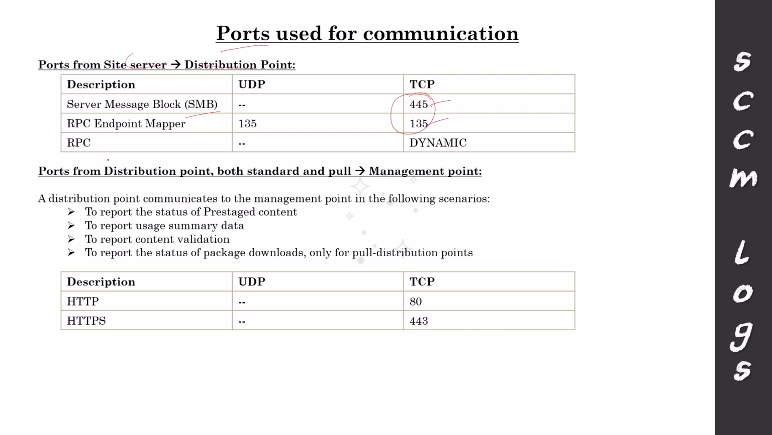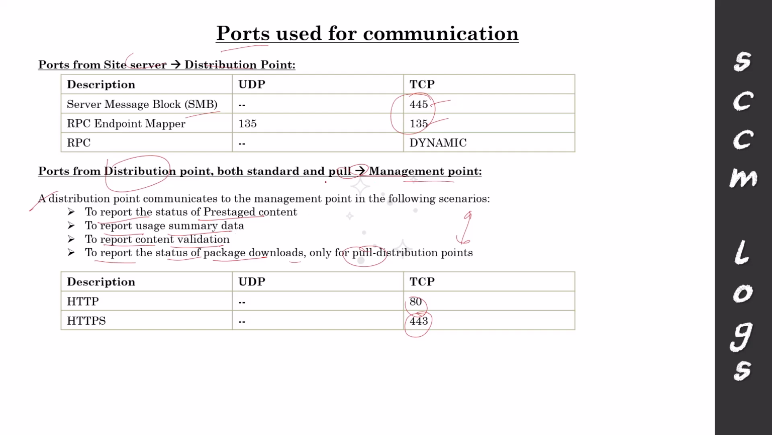And also the distribution point to management point communication. From the DP to the MP, it will use the normal HTTP and HTTPS ports, 80 and 443. Why will the distribution point communicate with the MP? To report the status of pre-staged content, to report the usage summary data, to report the content validation, and to report the status of package downloads while we are using pull DPs. In these scenarios, the DP will communicate to the management point.